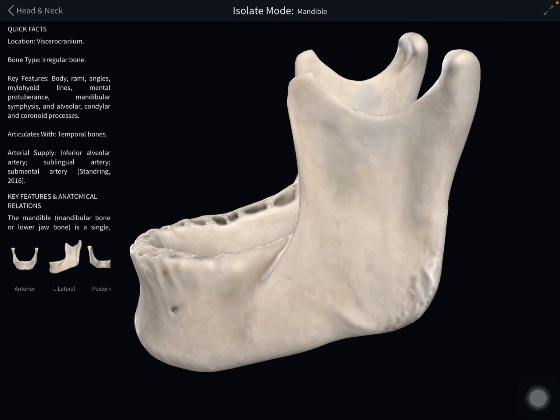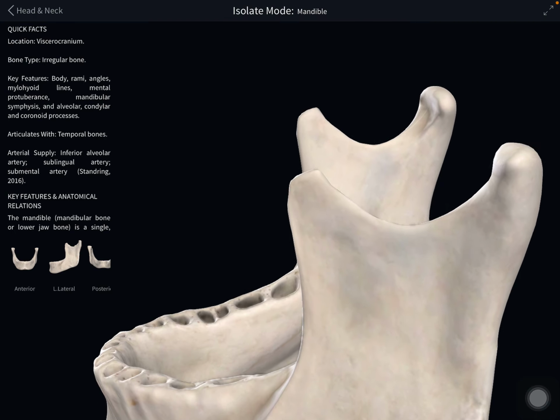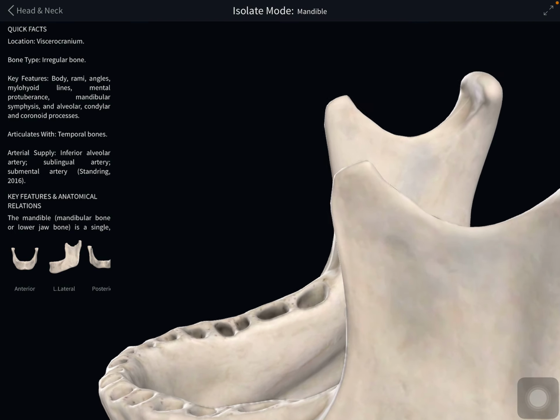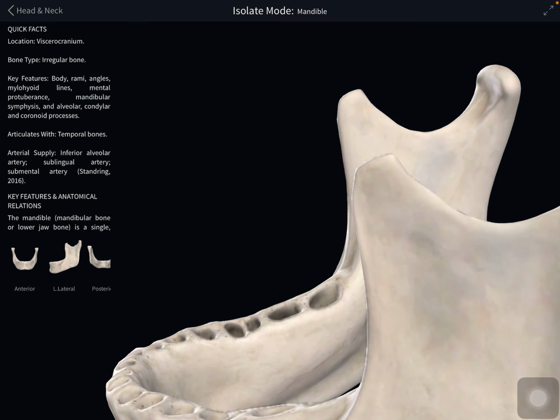Now the coronoid process. So the coronoid process extends superiorly from the junction of anterior and superior borders. So this is the coronoid process, which is at the junction of anterior and superior borders of the ramus. It is a flat, triangular process. It provides attachment for another muscle of mastication. What is that muscle? Temporalis.